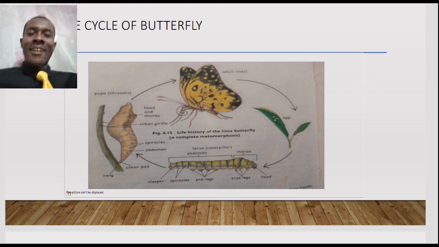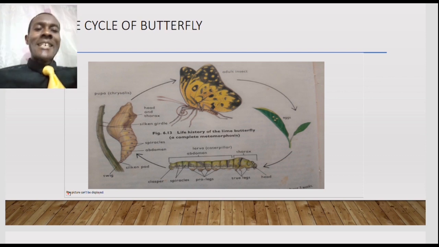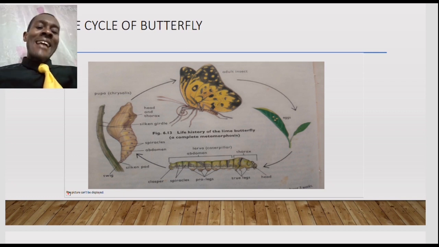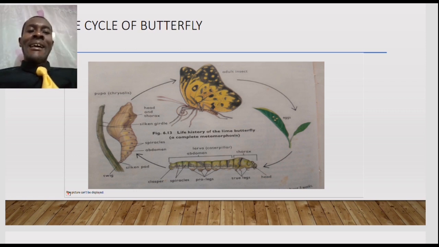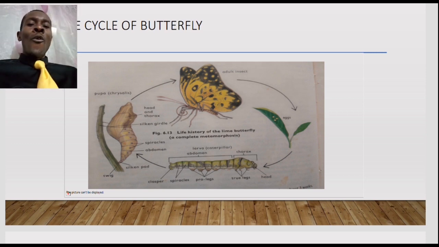Now, look at the life cycle of the butterfly on the screen. You can see the adult stage, which culminates, or rather gives birth, by laying eggs on the back of leaves of plants. When these eggs are due for hatching, they will hatch into the larval stage of the butterfly, and that larva is called the caterpillar. Wherever you see the caterpillar, it is always feeding.